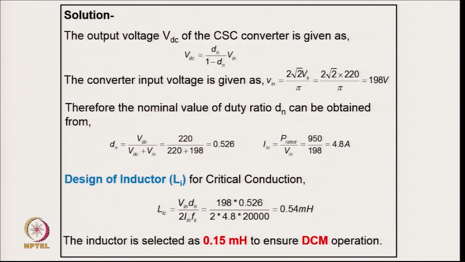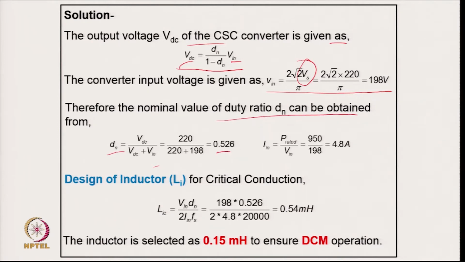Now, coming to the numerical part of this problem, the output voltage of the canonical switching converter is calculated from this buck boost relation, because this is also another category of buck boost converter, and this is the average voltage after the diode rectifier, that is corresponding to DC, and this is your DC voltage across the capacitor. So, putting the value of the RMS voltage of the supply, we can have the average input voltage at the output of the diode rectifier, that comes to 198 volt, and therefore, we can find the nominal duty ratio from this relation. So, putting the value, we get 0.526.